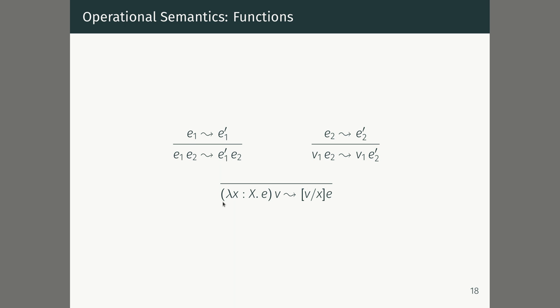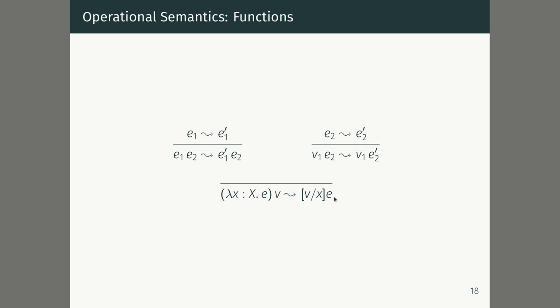And for functions, we're going to say, well, if we see e1 e2, try to evaluate e1 to e1 prime, and if that works, we send the whole application to e1 prime e2. And if the head of an application is already a value, you try to evaluate the argument. So if you have v1 e2, then see if e2 goes to e2 prime. And if it does, v1 e2 will go to v1 e2 prime. And if both the function and its argument are values, so if you have lambda x dot e and you apply it to v, then that expression is going to step to v for x in e.